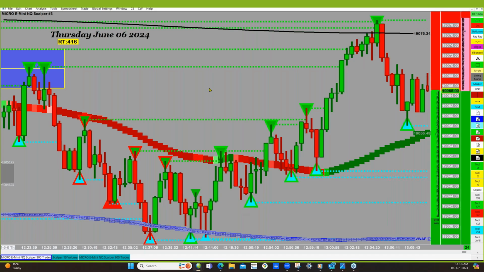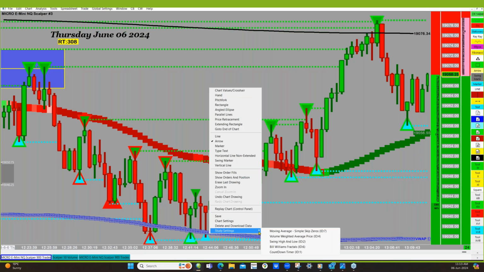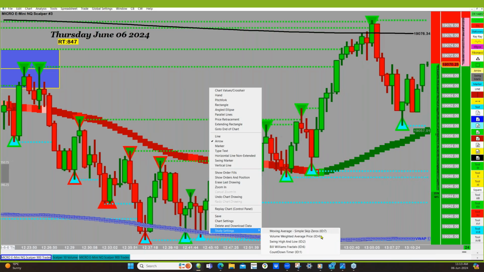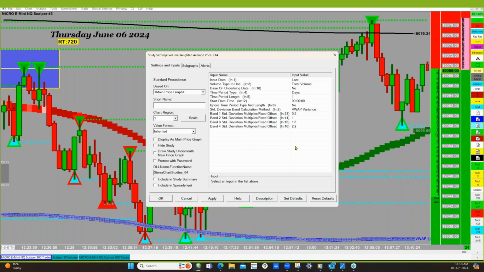All right, let's go to the next setting real quick. And now on some platforms, it may be called something besides settings. So it may be called indicator, stuff like that. Okay. So and we're not going to talk too much about the VWAP today. We've talked about it in the past. So I'm going to take it off.